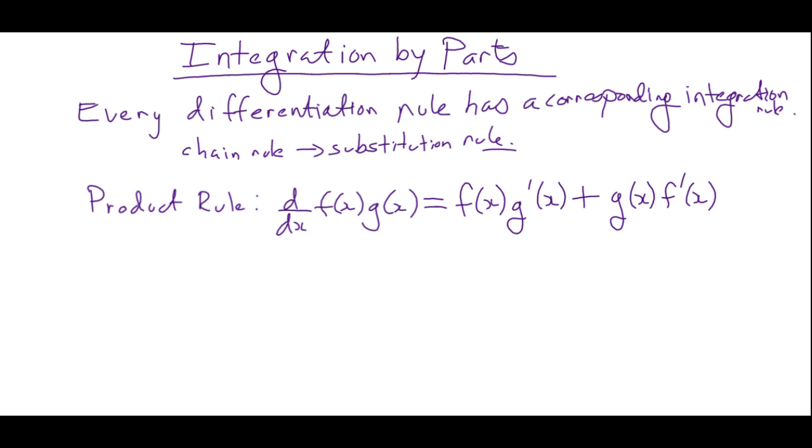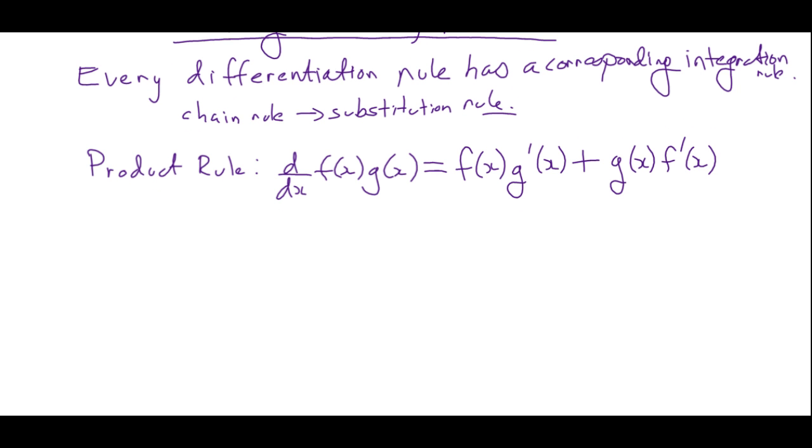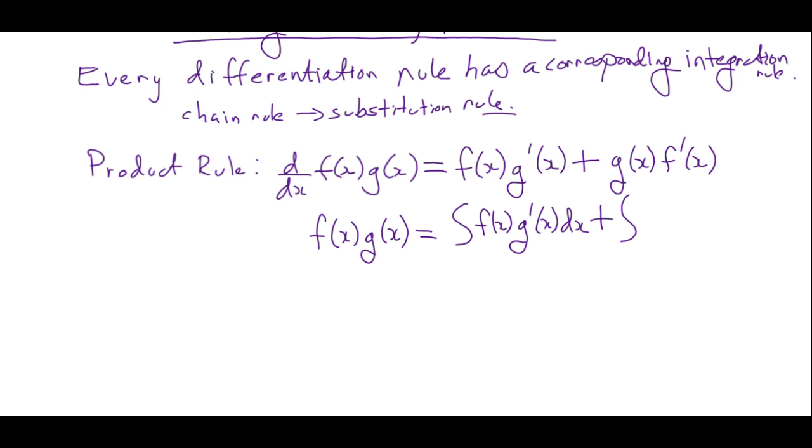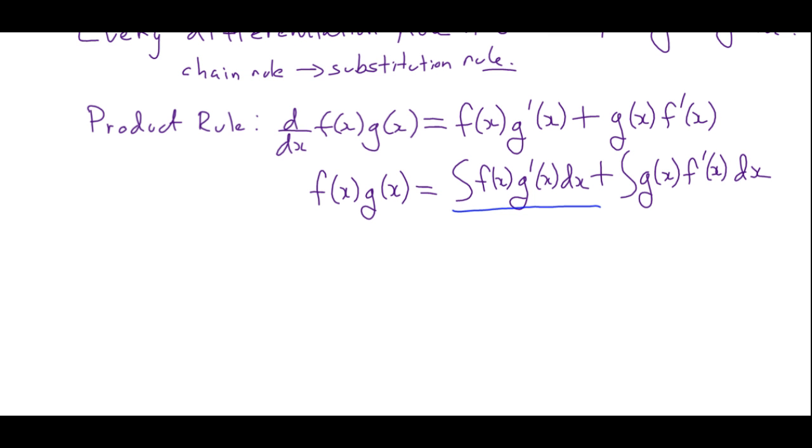Now, if we were to take antiderivatives of both sides, the antiderivative of the left side would just be f of x times g of x. And this would be the integral of f of x, g prime of x dx. And this would be the integral of g of x, f prime of x dx. And we're going to rearrange this to solve for this expression. We'll take that, move it over here, and subtract it.